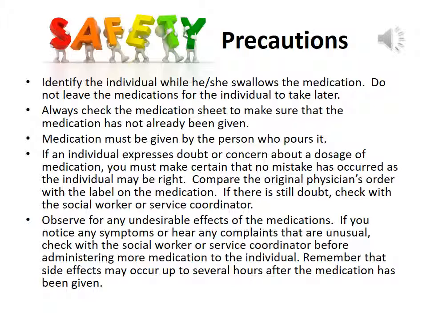If an individual expresses doubt or concern about a dosage or medication, you must make certain that no mistake has occurred, as the individual can be right. Check it out. Find out what their concern is. Compare the original physician's order with the label of the medication. If there is still doubt, check with the social worker or service coordinator.